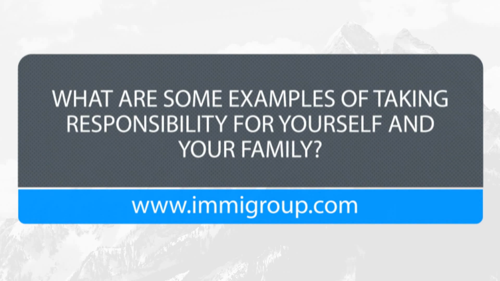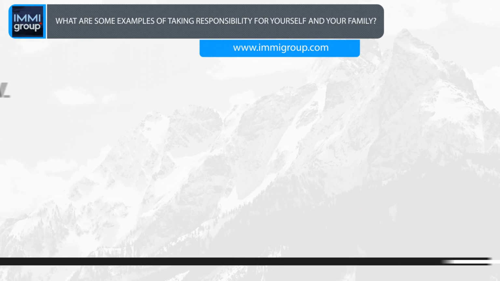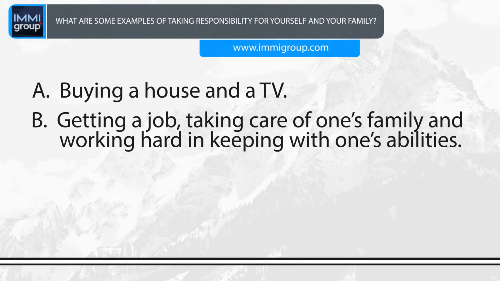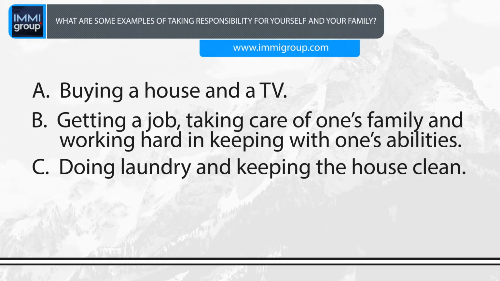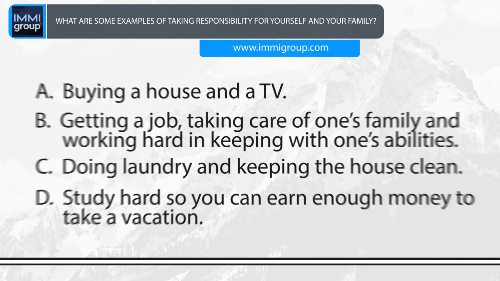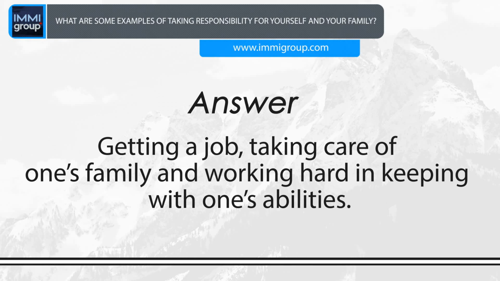What are some examples of taking responsibility for yourself and your family? A. Buying a house and a TV. B. Getting a job, taking care of one's family, and working hard in keeping with one's abilities. C. Doing laundry and keeping the house clean. D. Study hard so you can earn enough money to take a vacation. Answer: Getting a job, taking care of one's family, and working hard in keeping with one's abilities.